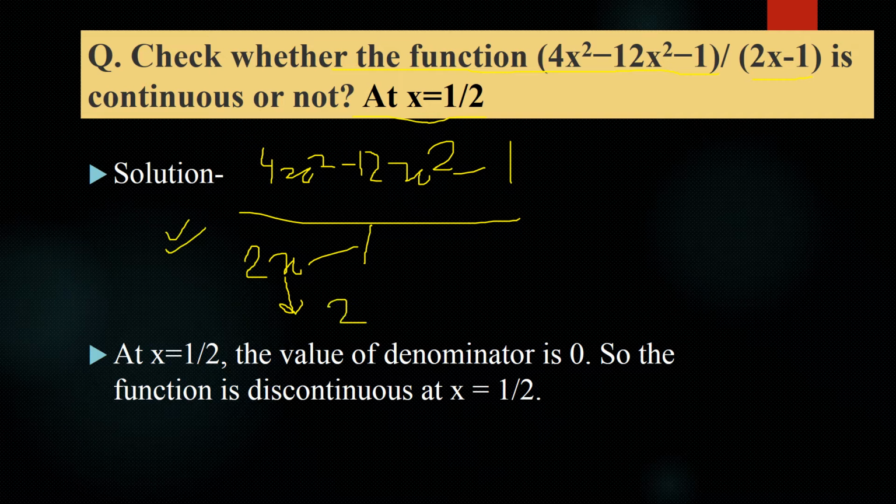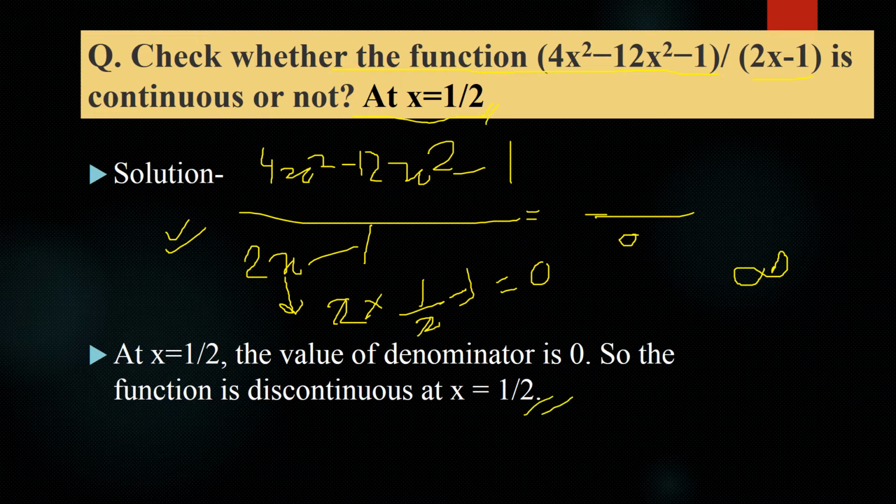If we put x equals 1 by 2 in the above expression, firstly we check the denominator: 2 into 1 by 2 minus 1. After cancelling, we get 1 minus 1, which equals 0. So here 0 comes in the denominator, which means the function is not defined. So the given function is discontinuous at x equals 1 by 2. I hope it is clear to you.